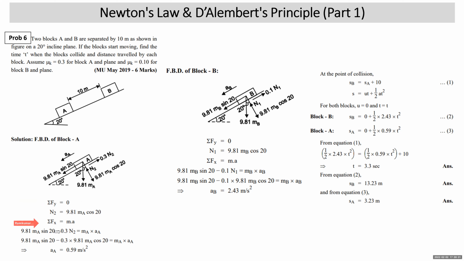Now substitute the value of N2, that is 9.81 Ma cos 20. You'll see that Ma gets cancelled from this equation. You get A as 0.59 meter per second square, and it is down the plane.